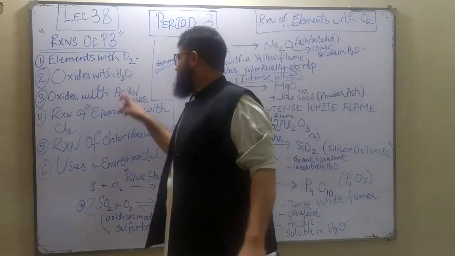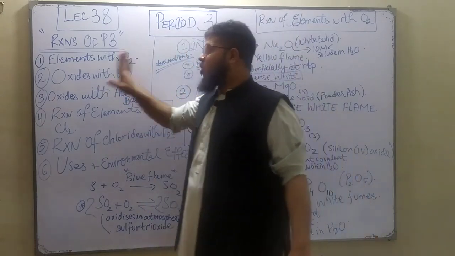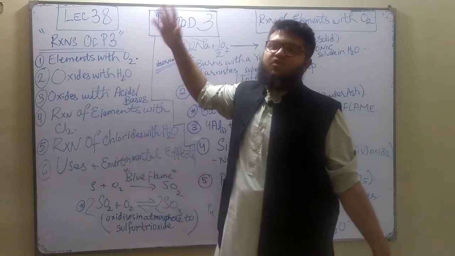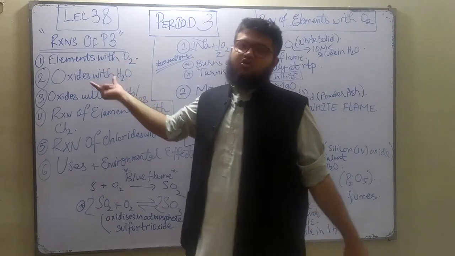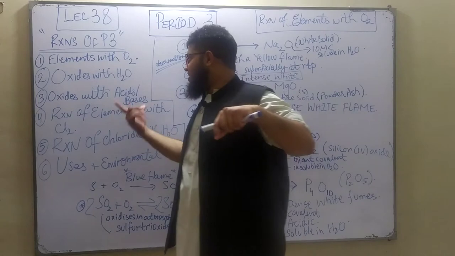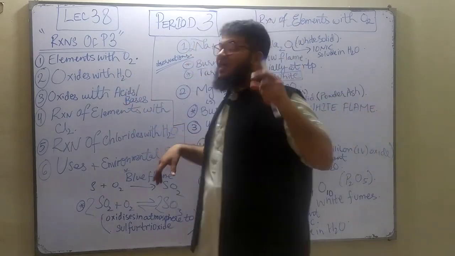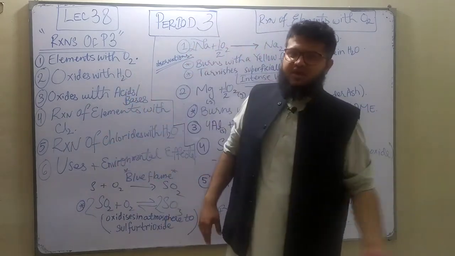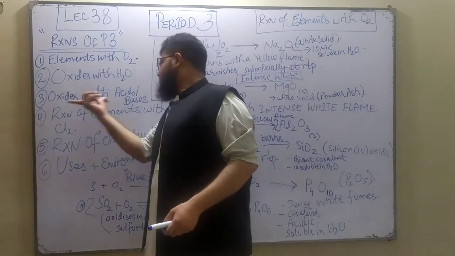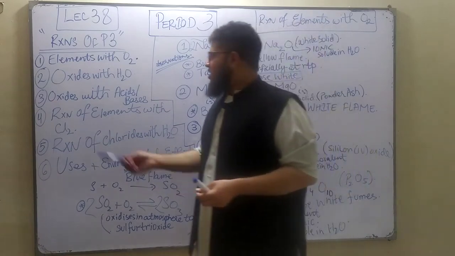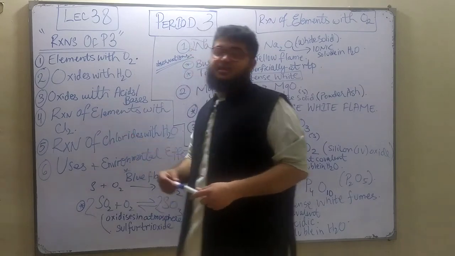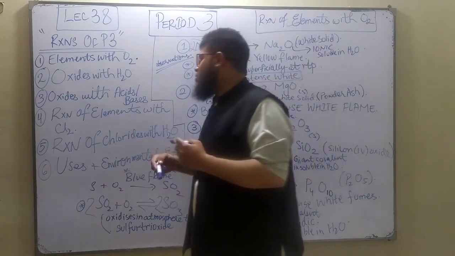Then the second type of reaction that we have to do are the reactions of the oxides of period 3 with water. Of course, they'll react with oxygen and form oxides. So what sort of reaction will those oxides have when they react with water? Either they are insoluble or soluble, and if they are soluble, do they react or just dissolve? Then the reaction of oxides with acids and bases. If the oxides are acidic, they will react with bases. If they are basic, they'll react with acids, and we'll look at them one by one.